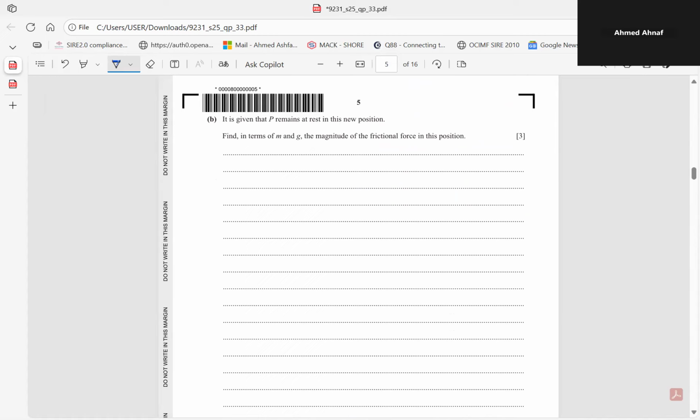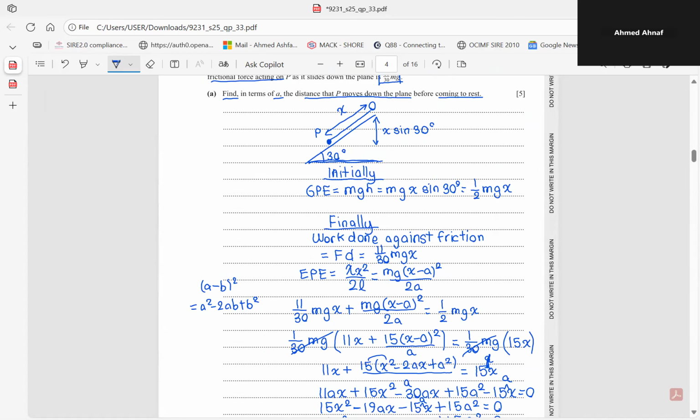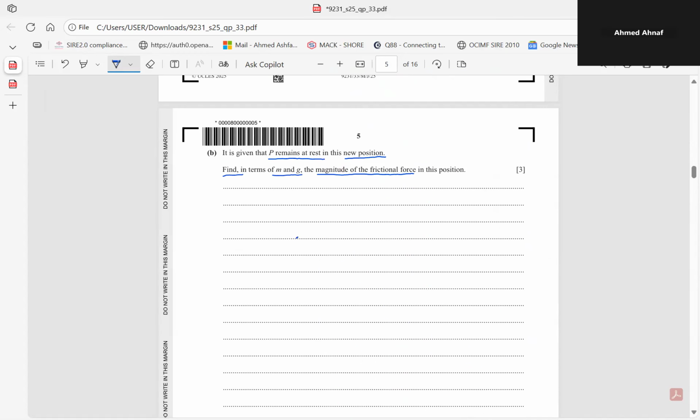Okay, so now we're told that P remains at rest in this new position. So that means P is in equilibrium, so both the horizontal and the vertical forces are balanced as well. So we now have to find, in terms of m and g, the magnitude of the frictional force in this position. Okay, so all right, let's just draw another diagram. Okay, so this is 30 degrees, and then, okay, we draw P in here.